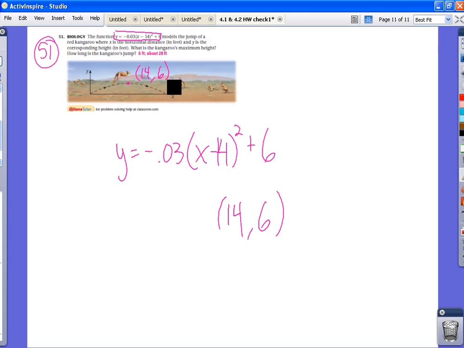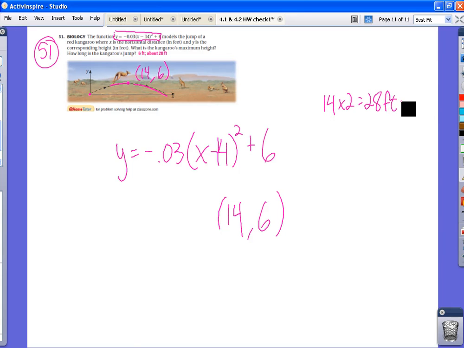How long is the kangaroo's jump? 28. How do we get 28 so quickly? You would have to foil it out, and then multiply by 0.03. That's what we're going to talk about today. If the vertex is at 14, 6, and we know that he starts out at the origin, he jumps in the air, and the vertex is at 14, he must go another 14 to get back to the ground. 14 times 2, right? 28 feet, that's how far he can jump. That will bring him back down to a height of 0.